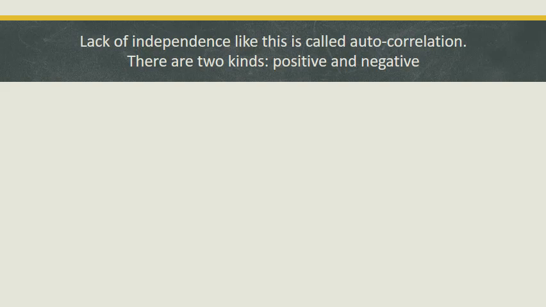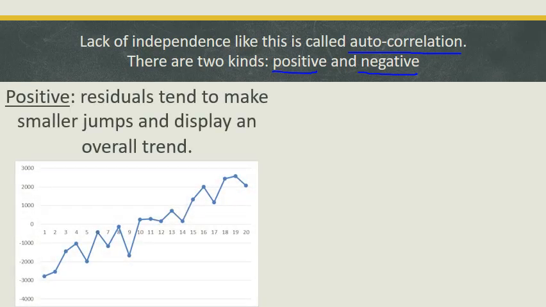Before going on, we needed to learn more about lack of independence. When a time series exhibits non-independence like the last video, then it is called autocorrelation. And there are two kinds of autocorrelation, positive and negative. You need to be aware of both kinds and watch out for them. Positive autocorrelation is what we saw in the last example. There are mostly small jumps that add up over time to create an overall trend.